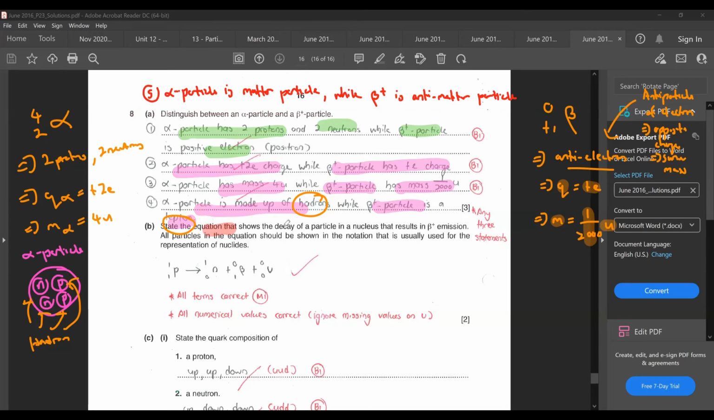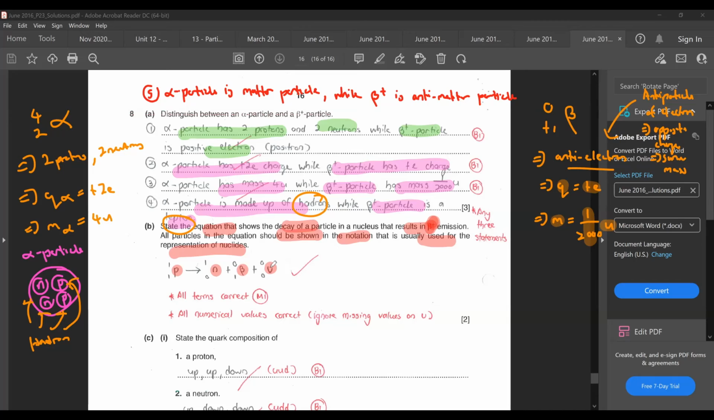Now, state the equation that shows the decay of a particle in the nucleus that results in beta plus emission. All particles in the equation should be shown in the notation that is usually used in the representation of nuclides. So basically show beta plus decay. Beta plus, positron, starts with P, so it's proton. So proton decays to neutron plus positron plus neutrino.